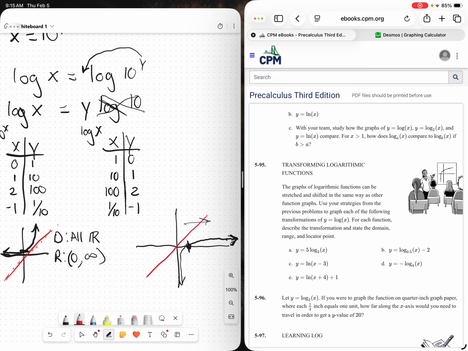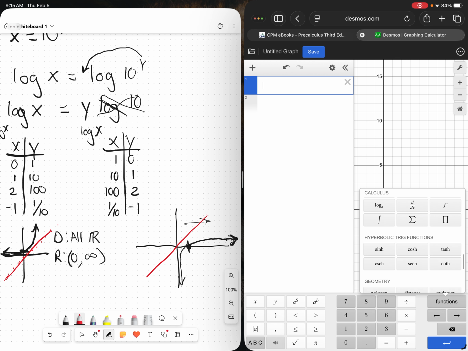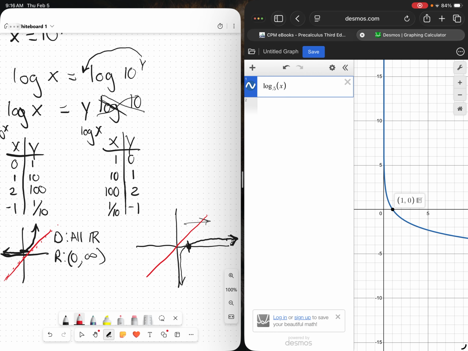Okay, let's look at the next one. We have that small base, so that's going to make it grow larger. And then we have -2. So let's see what happens there. All right, so we have a log base of 0.5 of x. Oh, look at that. So 0.5 kind of goes back to growth and decay. Exponential bases bigger than 1 are growth, and between 0 and 1 are decay. So that kind of changes that. But still that locator point is still 1, 0.